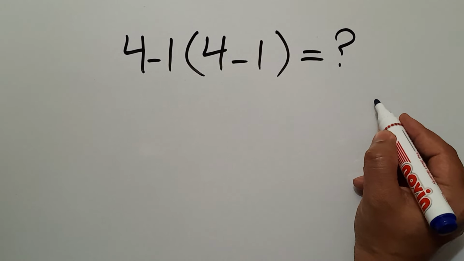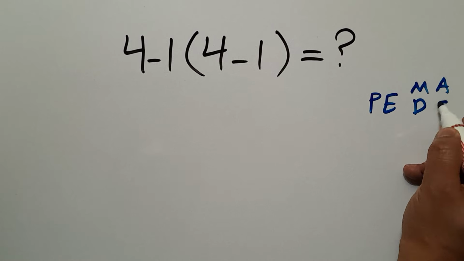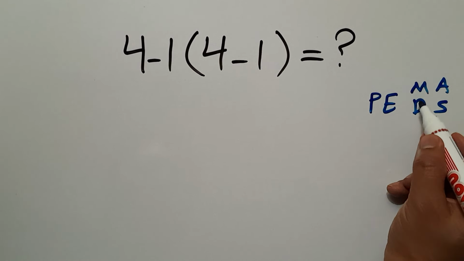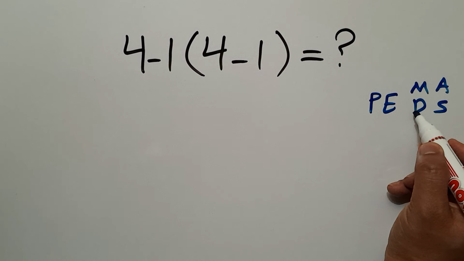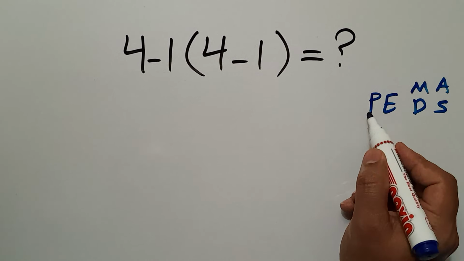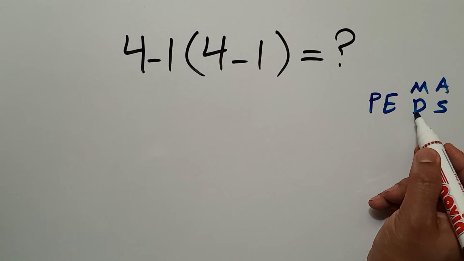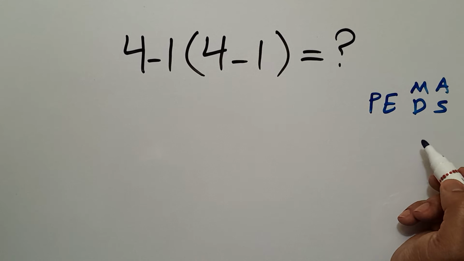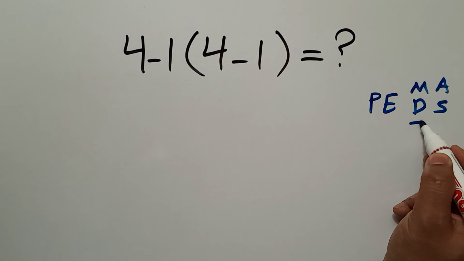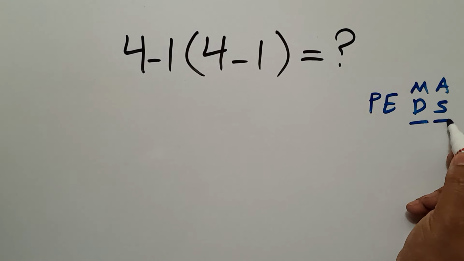According to the order of operations, which is PEMDAS, P stands for parentheses, E stands for exponents, M and D stand for multiplication and division, and A and S stand for addition and subtraction. We first do parentheses, then exponents, then multiplication or division, and finally addition or subtraction. Remember that multiplication and division have equal priority and we have to work from left to right. And the same applies to addition and subtraction.